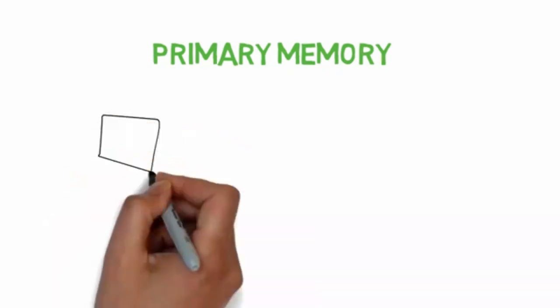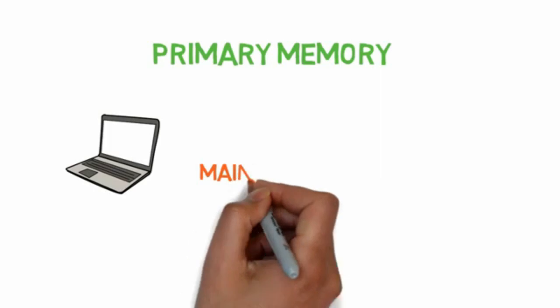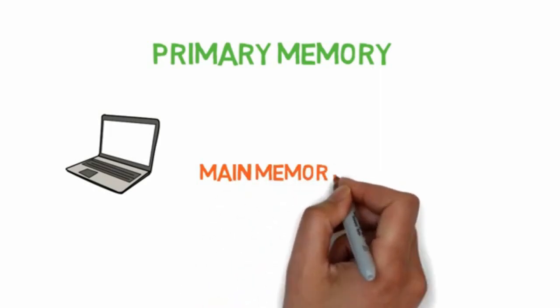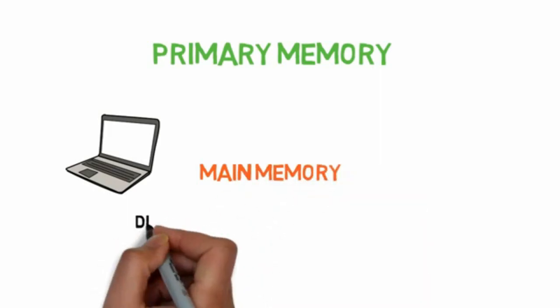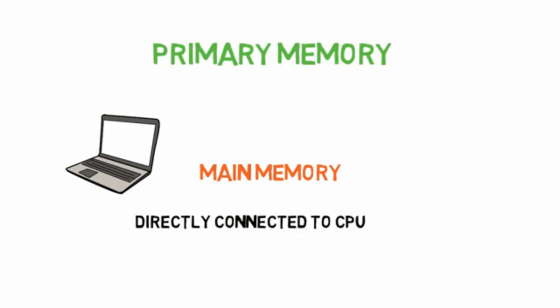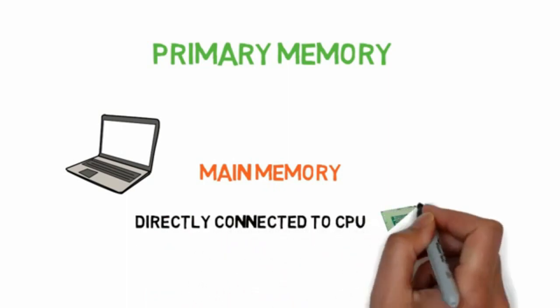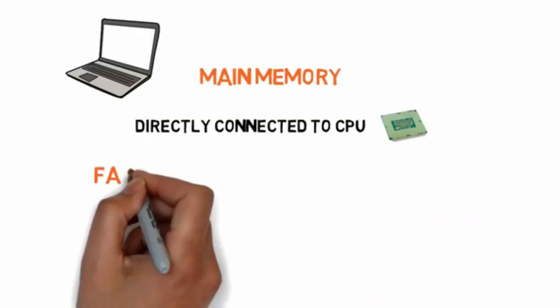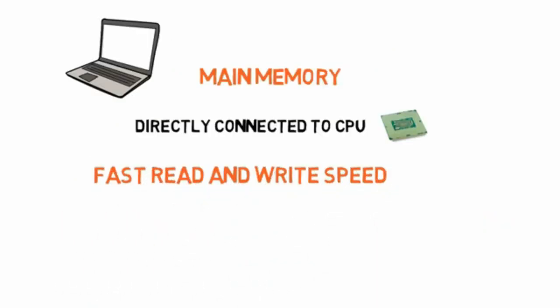Primary storage memory plays a very big role in a computer because a computer can't start without primary memory. This type of memory is also called the main memory of the computer. This memory is directly connected to the CPU, so the CPU uses this memory directly to retrieve or store data. Primary memory has very fast speed, so accessing data from it is very easy.